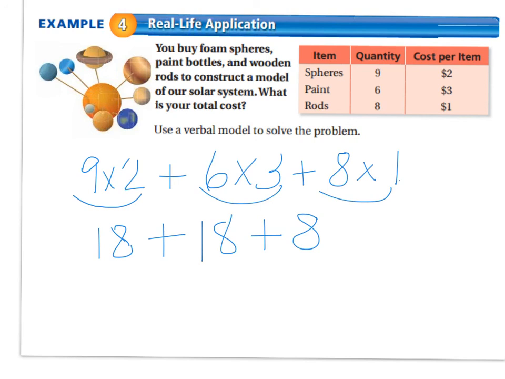Then I can do the addition next. 18 plus 18 plus 8. 18 plus 18 is 36, plus 8 more would be 44. So my cost is $44, since I'm talking about dollars here.